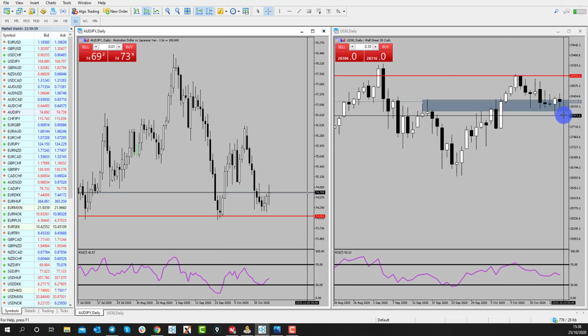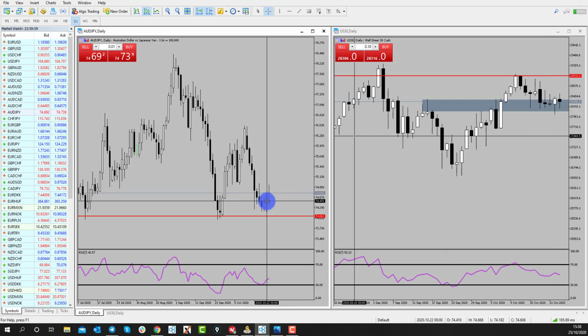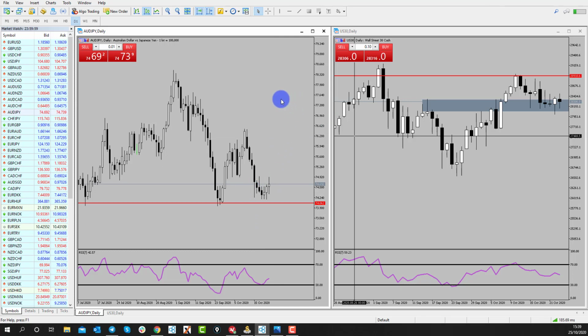So it could be the fact that price could start pushing from here, giving us an opportunity to look to buy Aussie yen this week if the price continues to push to the upside. So some things to consider here. Mainly looking at that risk on, risk off play this week. Keep an eye on your Dow Jones.